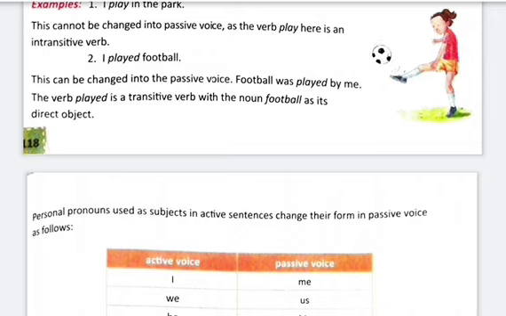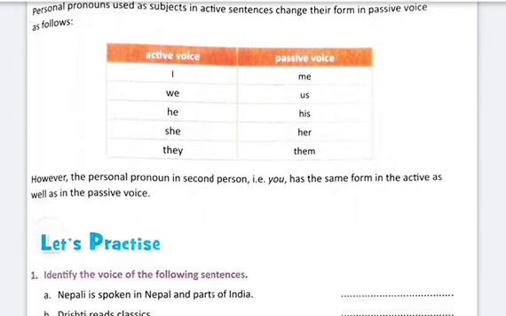I hope you have understood. Girls and boys, if there is any doubt, you will text me to clear your doubt. Now see the chart that is given in your book.